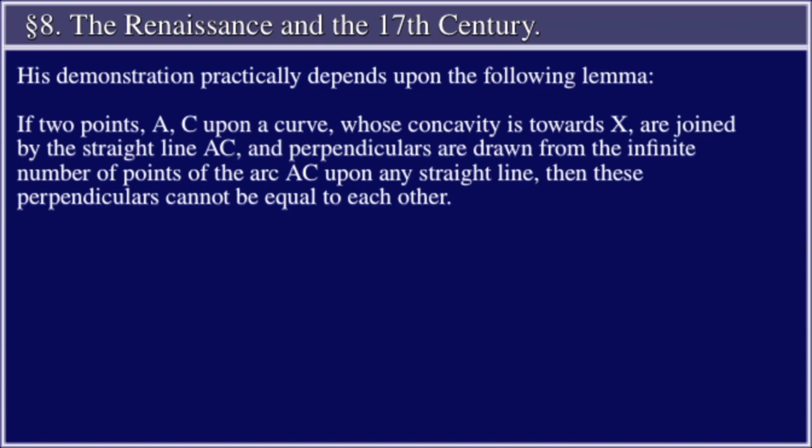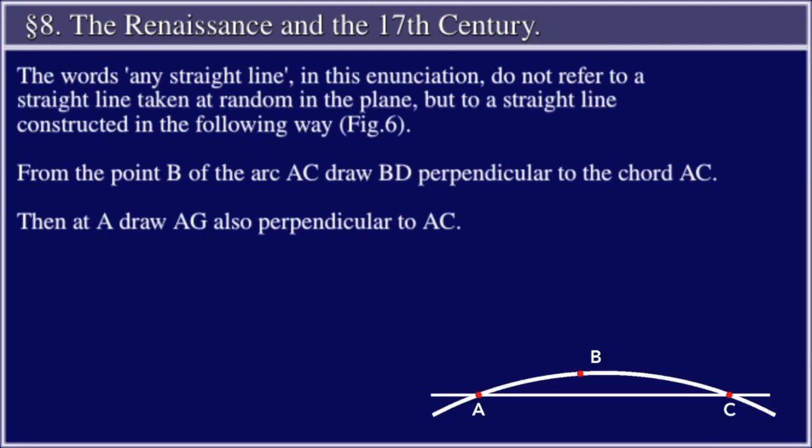If two points, A and C, upon a curve whose concavity is towards x, are joined by a straight line AC, and perpendiculars are drawn from the infinite number of points of the arc AC upon any straight line, then these perpendiculars cannot be equal to each other. The words "any straight line" in this enunciation do not refer to a straight line taken at random in the plane, but to a straight line constructed in the following way.